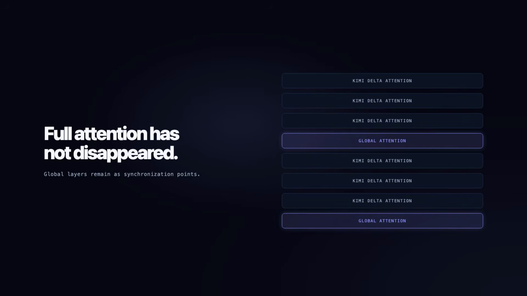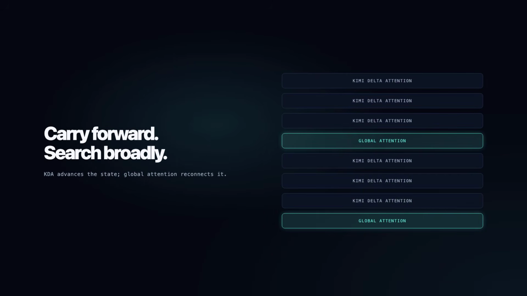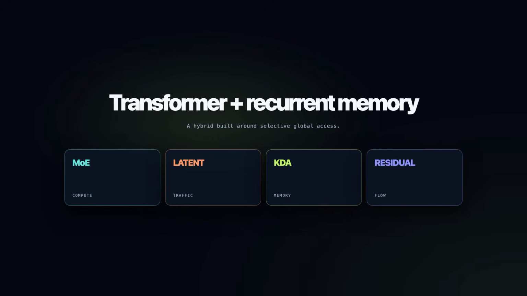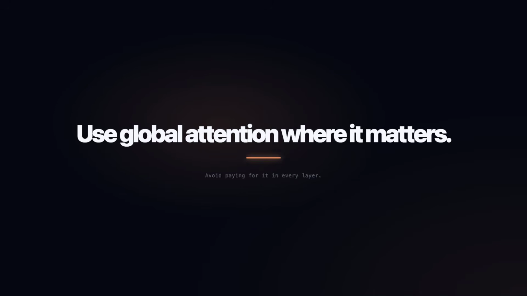Full attention has not disappeared. The global attention layers still act like synchronization points. KDA carries information forward efficiently, while occasional global attention allows the model to search broadly across the context. It is a hybrid between transformer-style attention and recurrent memory. Global attention is valuable. Kimi K3 simply avoids paying for it in every layer.